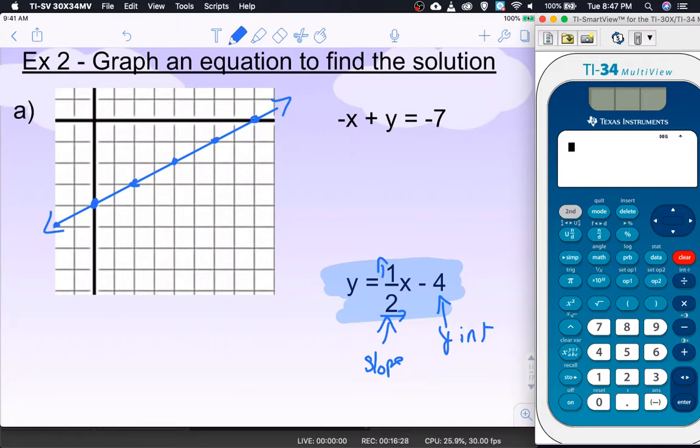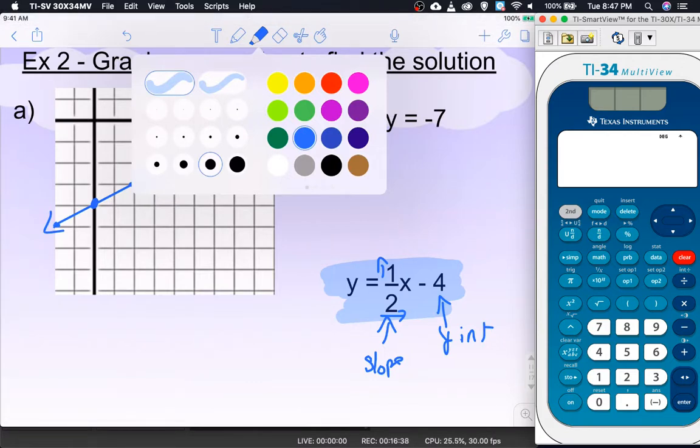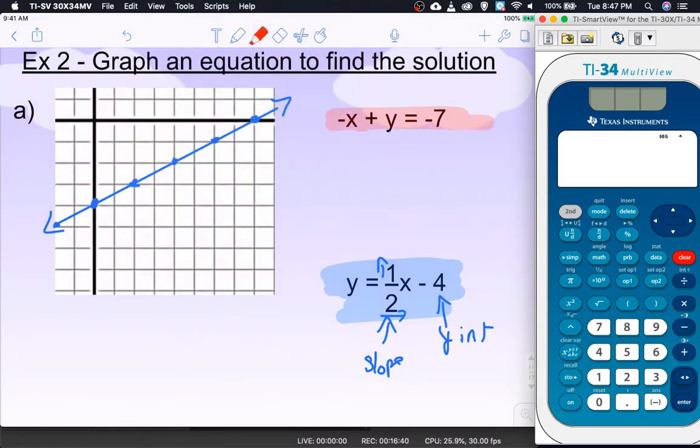That was my y-intercept of -4. That was my slope of up 1/2, rise over run. There's my line. All right, so now let's change color. Here is going to be my red line.